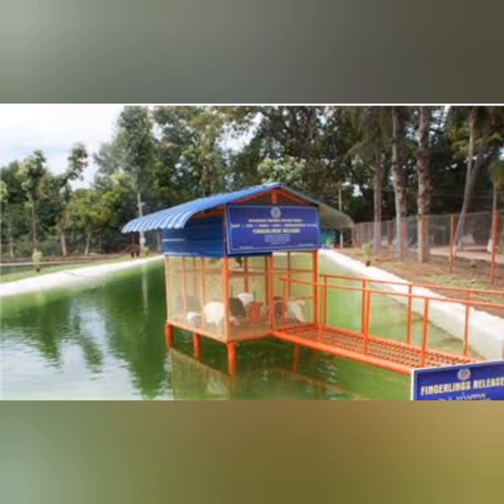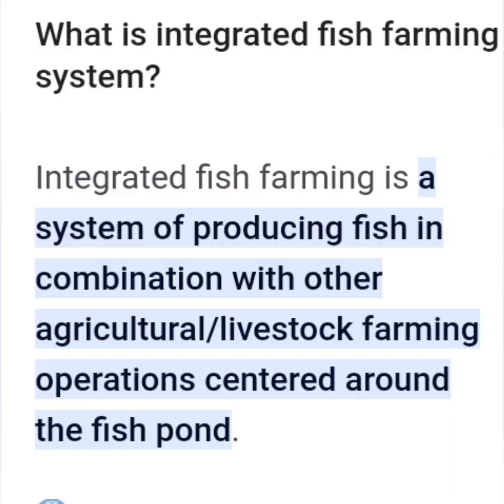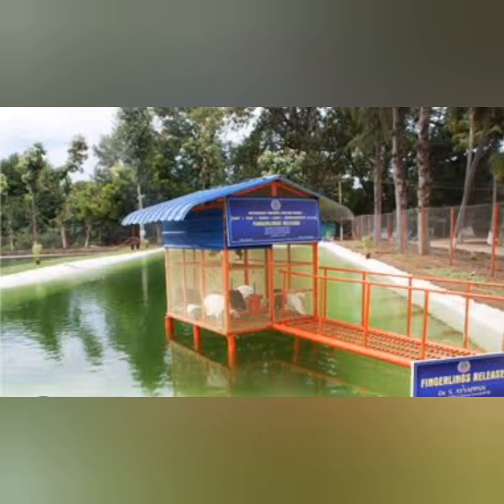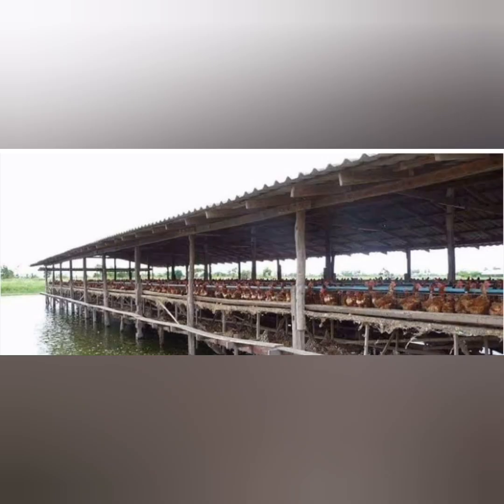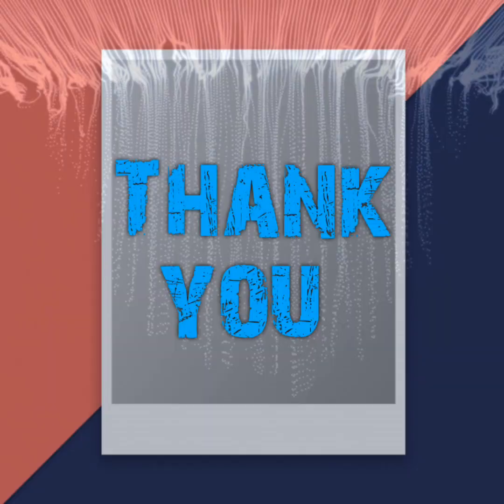And the next one is integrated fish culture. It is the system of producing fish in combination with other agriculture or livestock farming operations centered around the fish pond. Already we know pig cum fish farming, duck cum fish farming, horticulture, and another one, paddy cum fish farming. I hope that you can understand what fish culture is and what the management of fish culture involves.